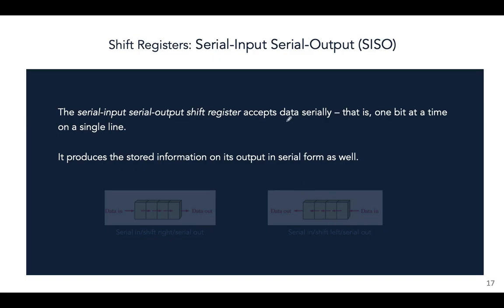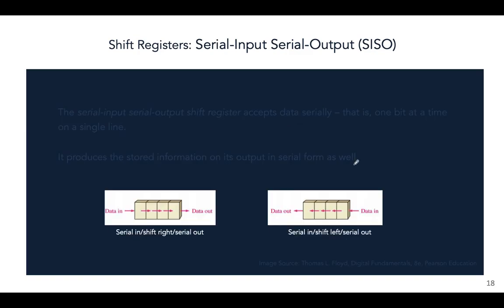These registers accept data serially, one bit at a time, on a single line. That is, we have one single input line, the data comes in serially, one bit at a time. And the stored information is produced on the output in a serial form as well. So, very basically, this is what the entire process of SISO shift registers look like.